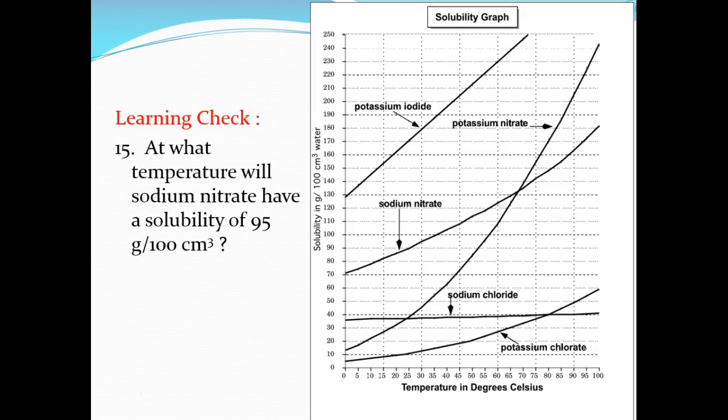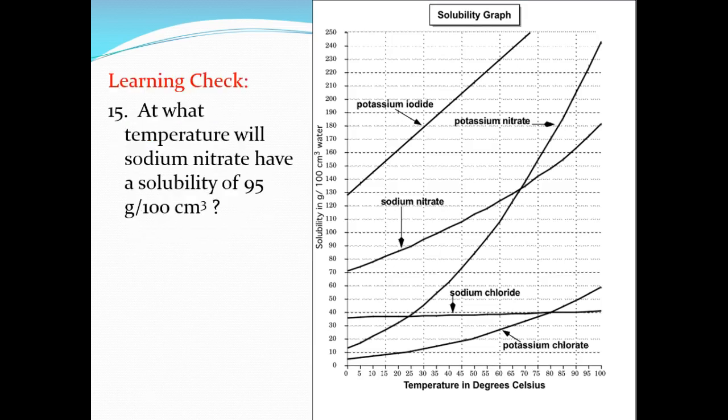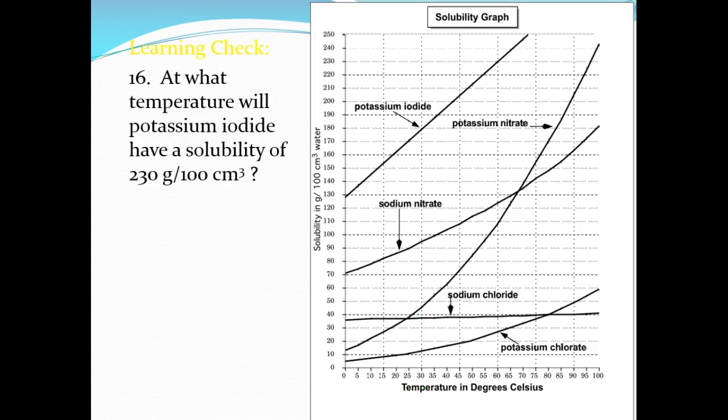At what temperature will sodium nitrate have a solubility of 95 grams? So this time you should have started at 95 grams, and you go all the way over until you hit sodium nitrate, and then you go down and you're at 30 degrees Celsius. Stop the video again and try this one.